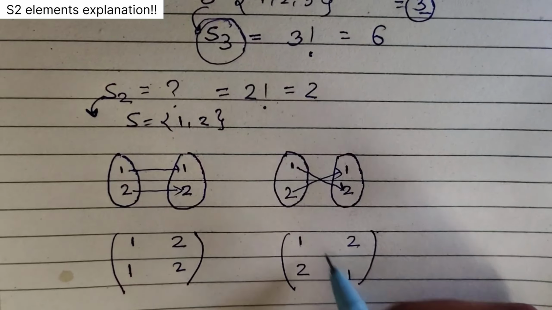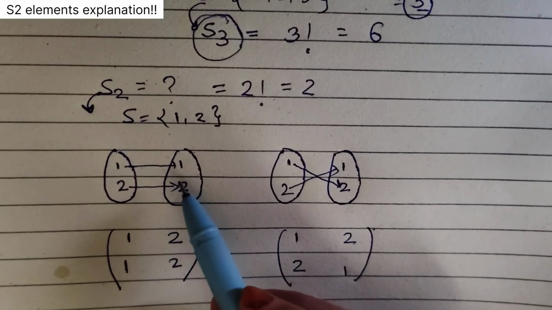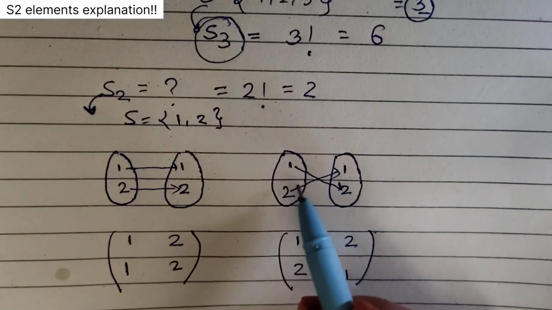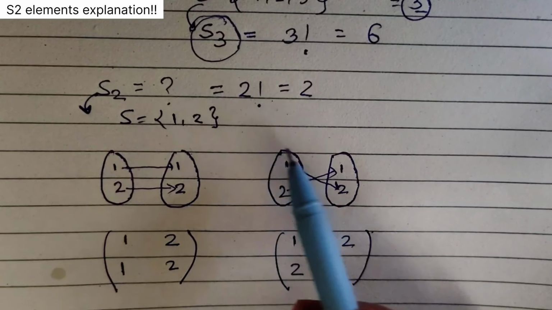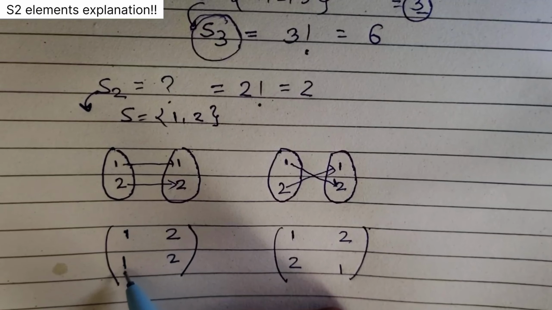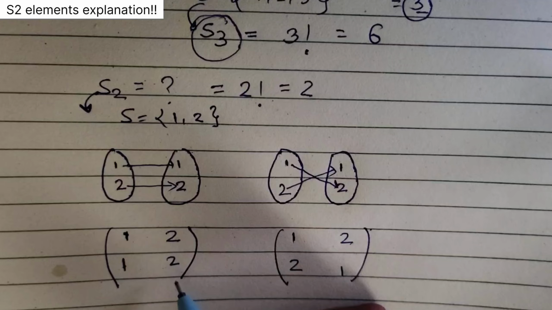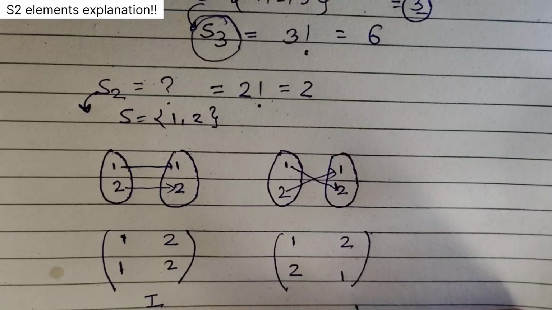Yes, so these are the only two possibilities of mapping these two elements such that these mappings will become bijection maps. Okay, because we have to consider the fact that permutations are not just mappings, they are bijection mappings. So this particular case, when each element is mapped to itself, like 1 is mapped to 1, 2 is mapped to 2, is called identity, and the second case is 1 to 2, 2 to 1.